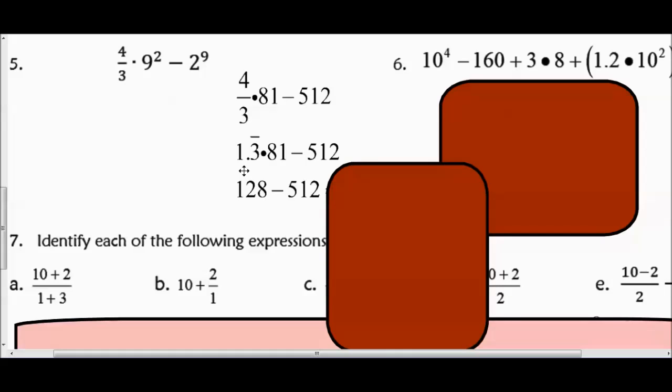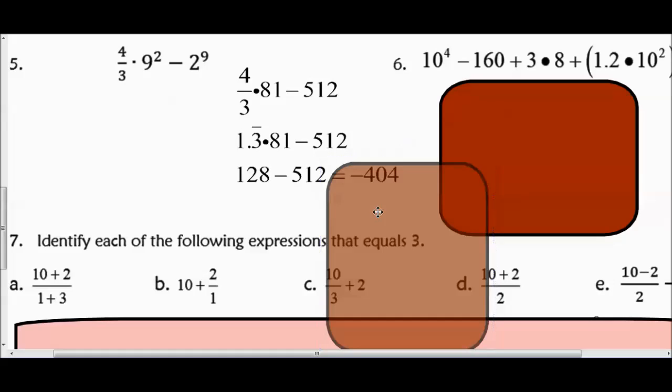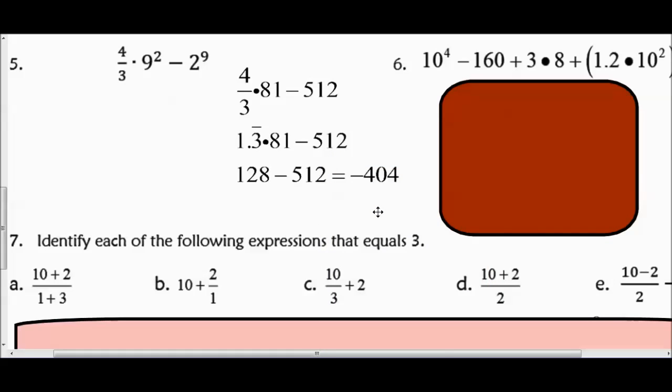If you round this at all, it won't give you this exact number. If you even do 1.333 and fill the calculator with 3's, it's still not going to give you this exact number. Keep this exact decimal, 4 divided by 3, in the calculator, and then multiply it times 81. And now we can do the final subtraction. That'll give us a negative 404.